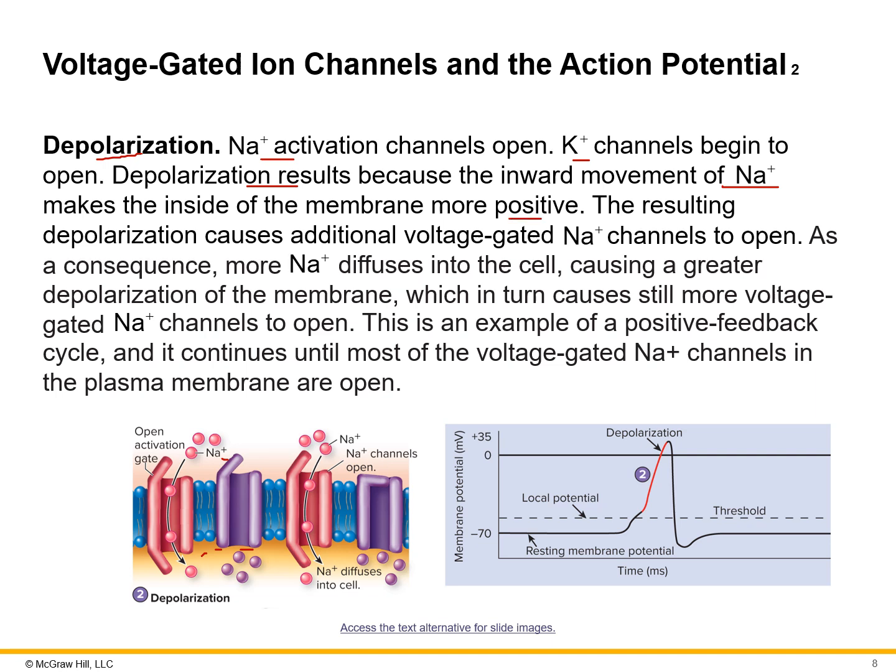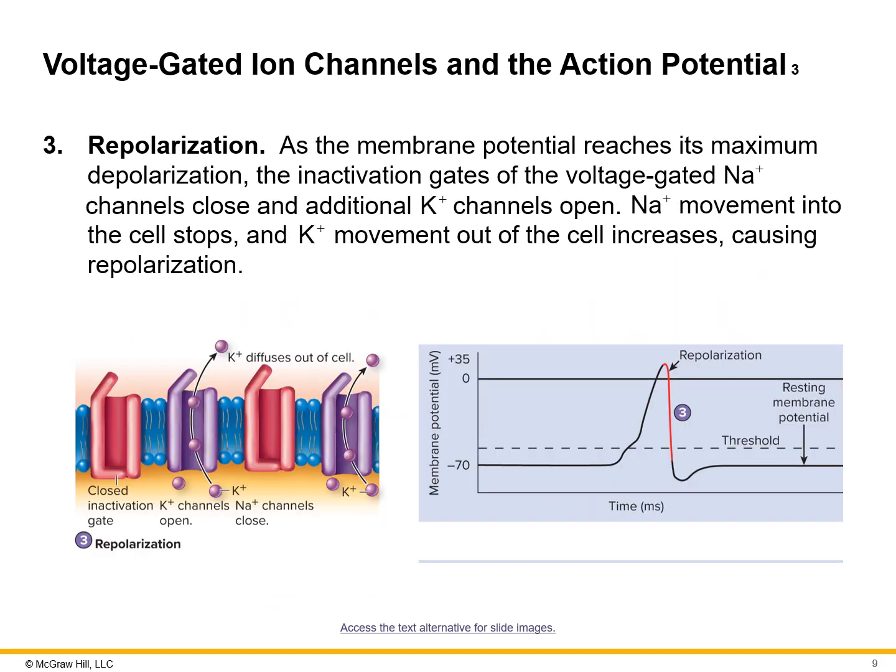It's going to become more positive, usually around 35 or so millivolts, but that number varies. So that resulting depolarization opens additional voltage-gated sodium channels that are close by. So more sodium comes in and we get more depolarization. That then opens more voltage-gated sodium channels, and you can see how this continues. So this is an example of positive feedback, where, again, opening of one triggers the opening of additional ones.